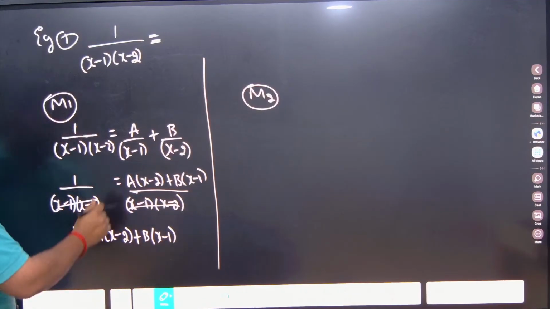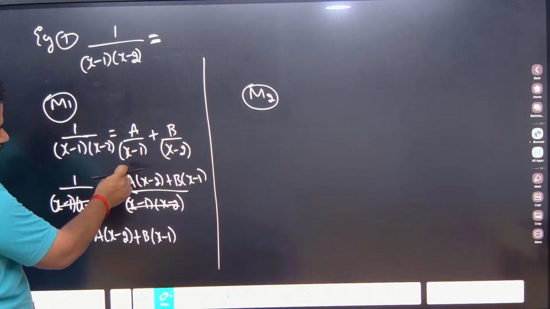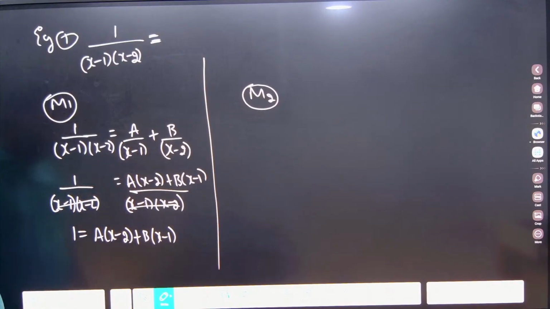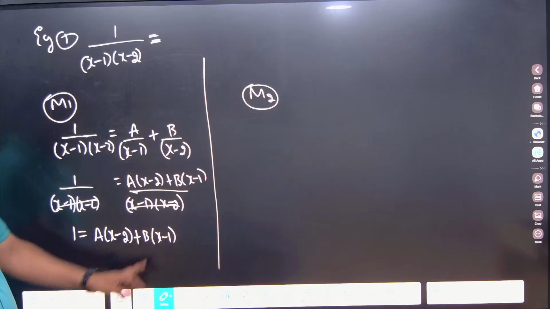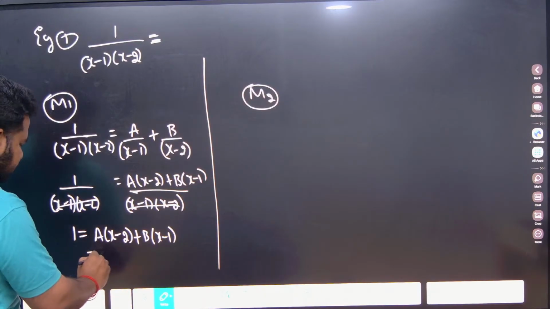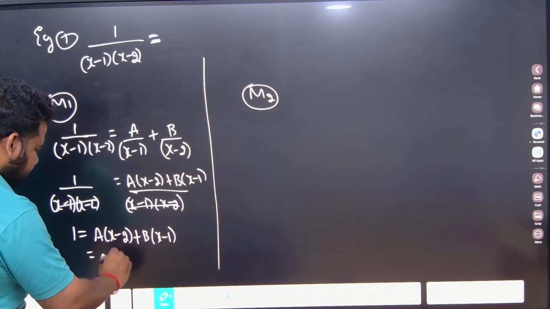See here, under a I have x minus 1. Let us put x is equal to 1. If I put x is equal to 1, here 1 minus 1 will become 0. So a into 1 minus 2, that is minus 1, will be equal to 1.